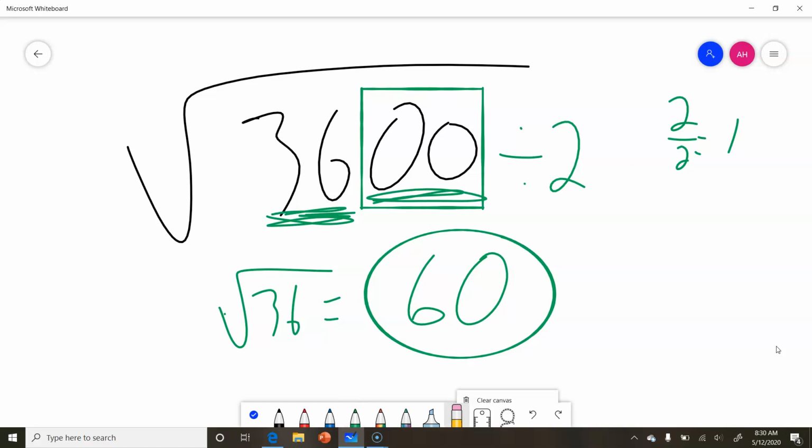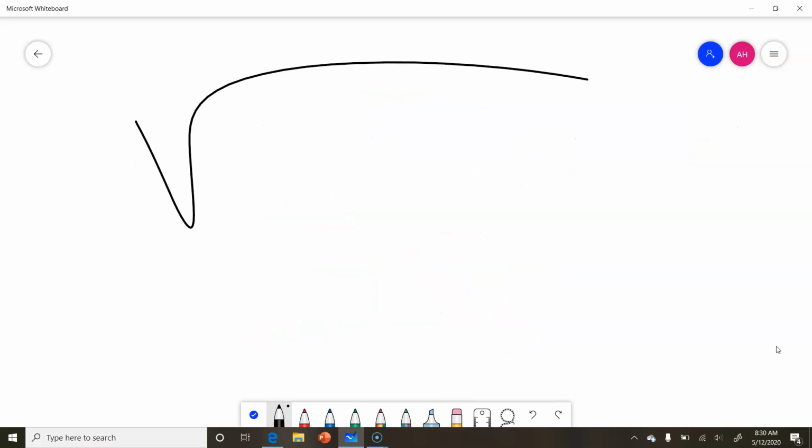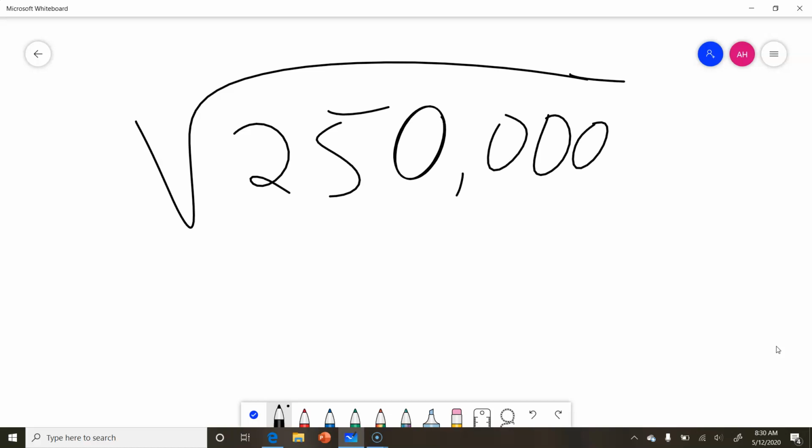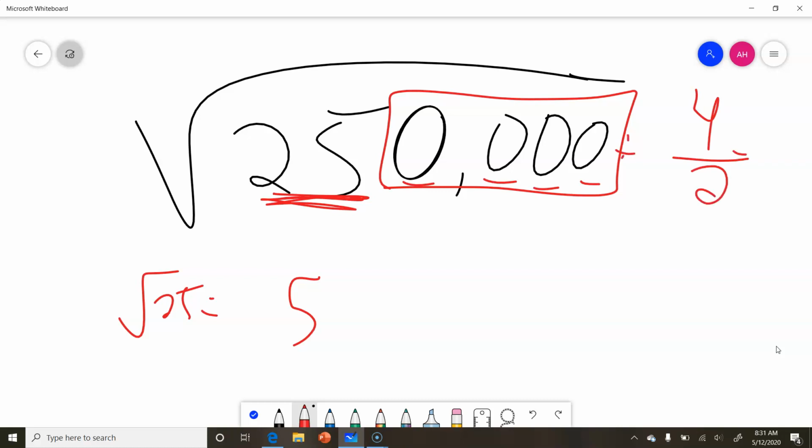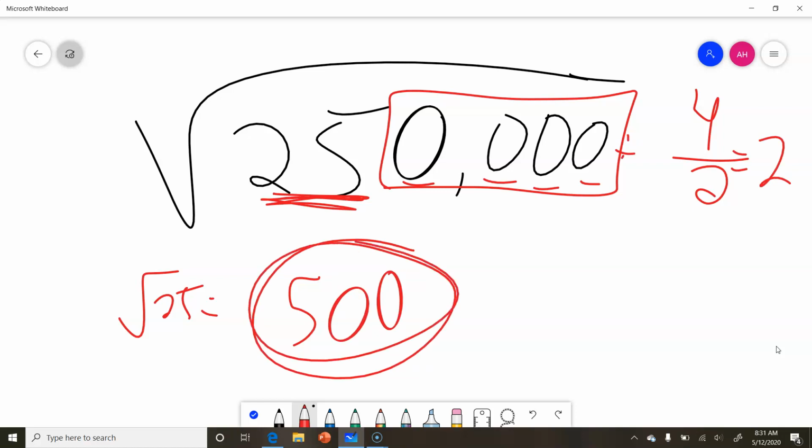If I have a big number, this is one of your homework problems, so you may want to do it. 250,000. That's a big number to try and find a square root of. But again, I just look at the front and say, what's the square root of 25? Well, that's easy, that's 5. Then I take how many zeros I have, which in this case is 1, 2, 3, 4, and divide by 2. I cut them in half, and 4 divided by 2 is 2. So I'm going to have 2 zeros, and my answer is going to be 500. Not very hard. You guys totally got it in the bag, and I believe in you.